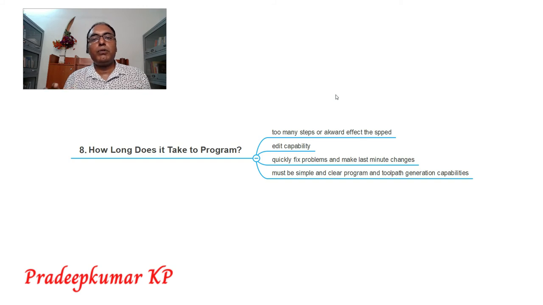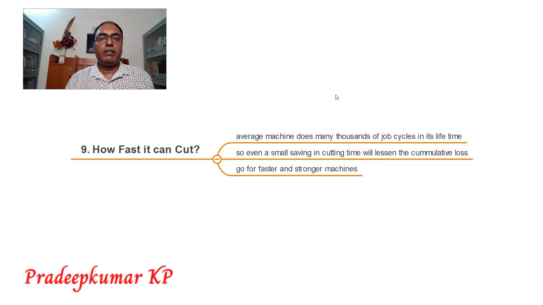So there must be simple and clear programming and toolpath generation capabilities. The programming should be faster and simpler to create the toolpaths. It will also facilitate a better CNC router machine. Then, how fast can it cut? Now after software learning, we come to the programming side, and then actual cutting on the machine.